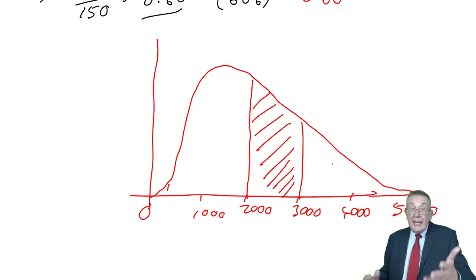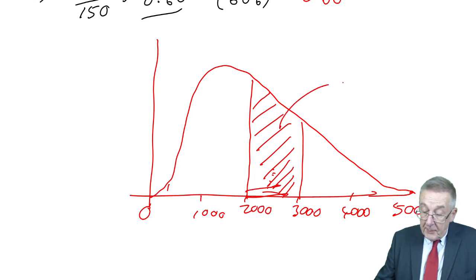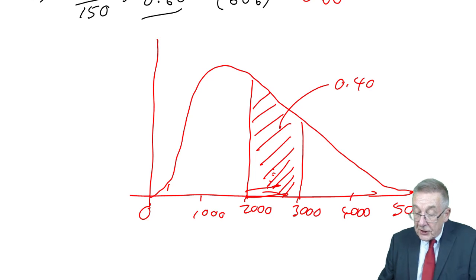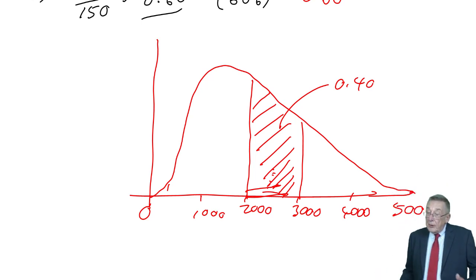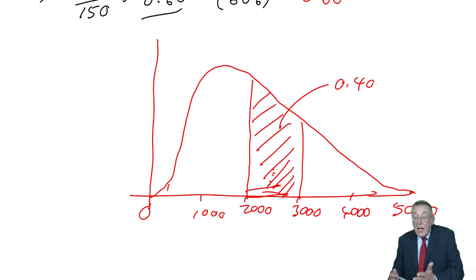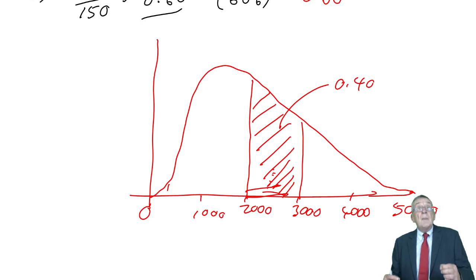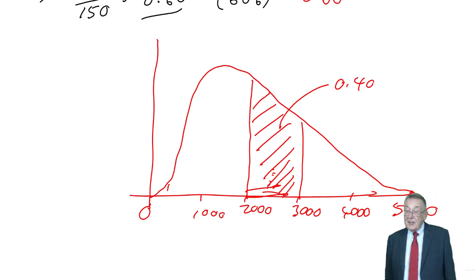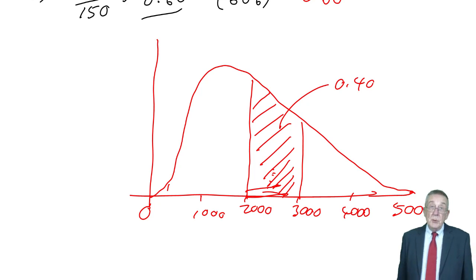And so if, making up a figure, that shaded area was, let's say, 40% or 0.4 of the total area, then we could say 0.4 or 40% of the people earn between 2,000 and 3,000. Or there's a probability of 0.4 of picking somebody who earns between 2,000 and 3,000.